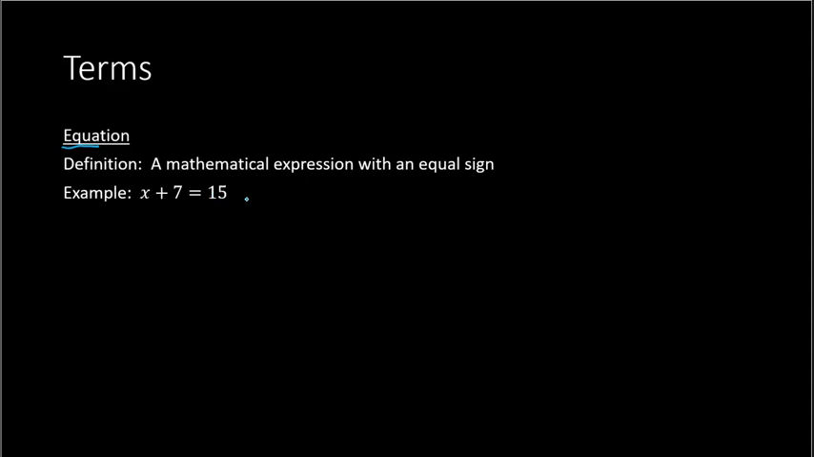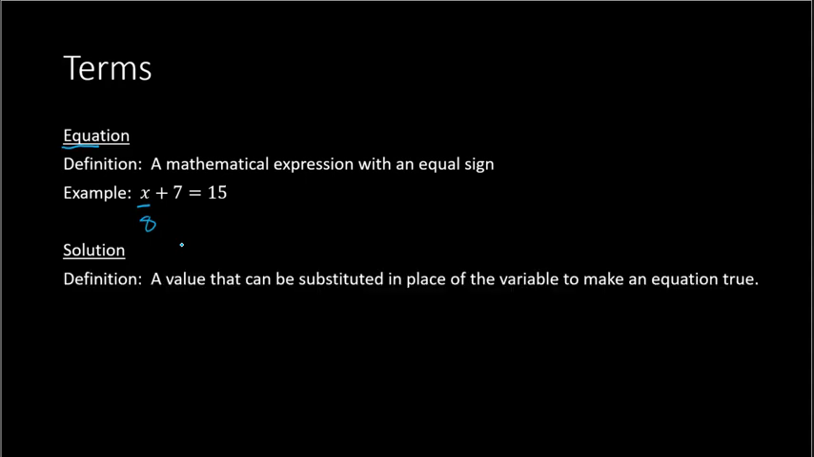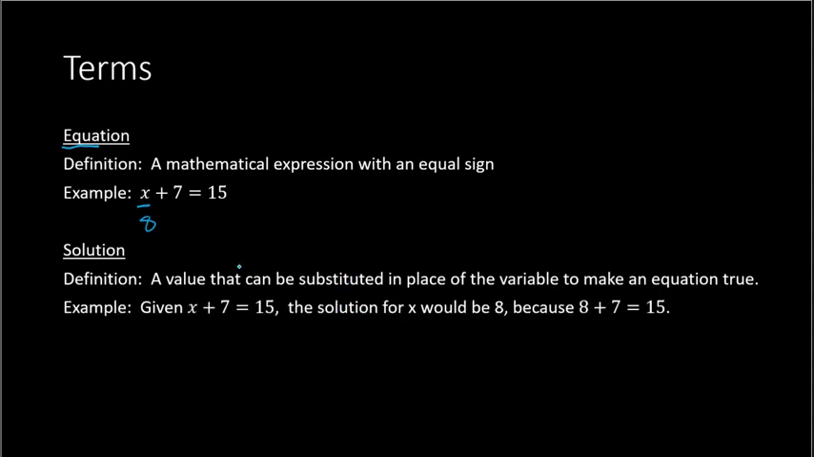The next word is the word solution. Looking at this example of x plus 7 equals 15, we can replace x with the number 8. 8 would be a solution because we can replace x with the number 8 to make a true statement, where 8 plus 7 is 15. So a solution is simply a value that can be substituted in place of the variable to make an equation true. As we stated, 8 would be a solution because 8 plus 7 is 15.